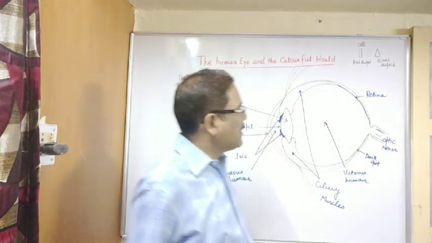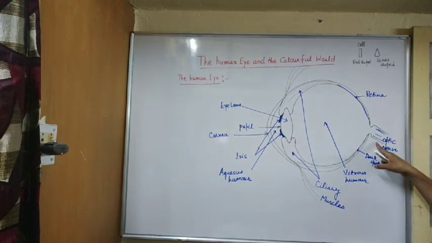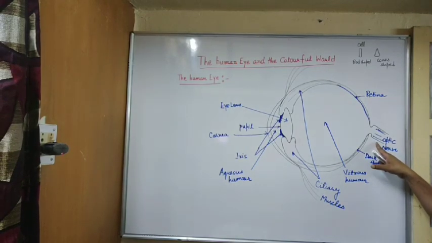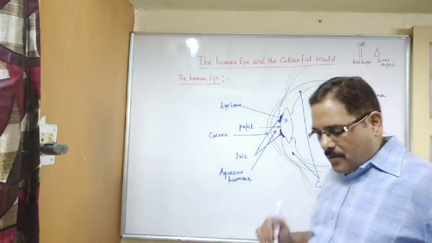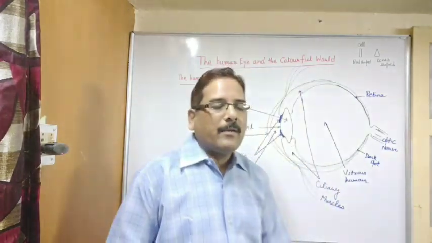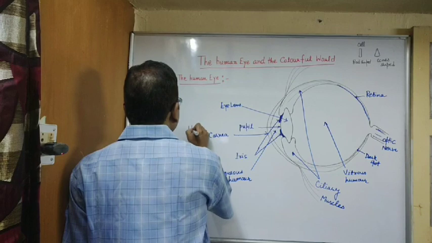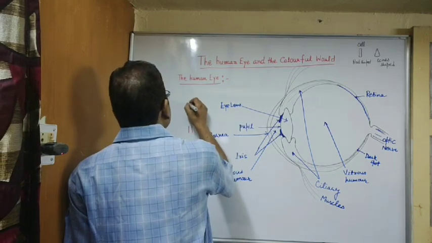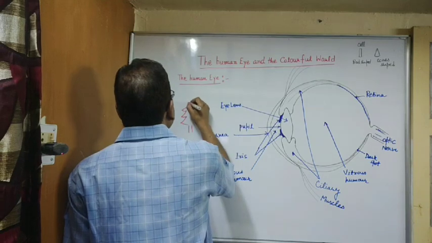Now this is the optic nerve. So the eye is connected with the brain via the optic nerve. Now suppose there is an object in front of our eye. Suppose there is a tree. Now I am discussing how it works.